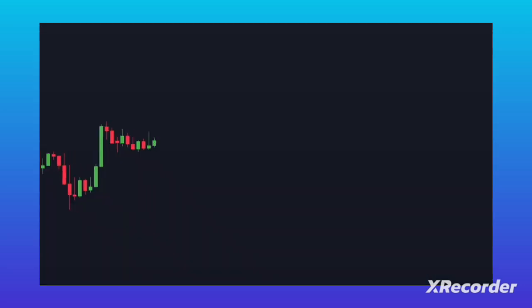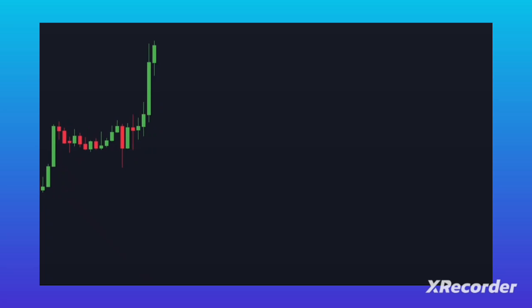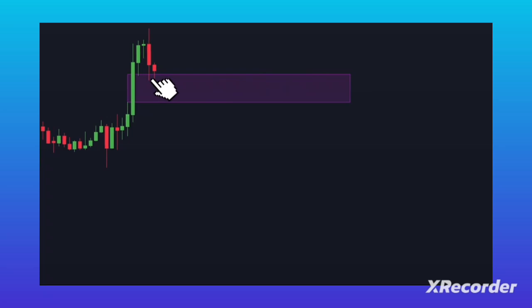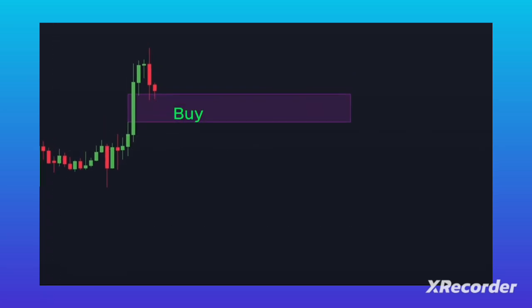We wait for price to give us indications on what could happen next. Buyers push the market up without giving sellers a fair price, creating this imbalance. This is the first candle's high wick. This is the third candle's low wick. We mark the zone as our fair value gap and wait for price to retest the zone. Here it touches the gap. This means we can look for buys.